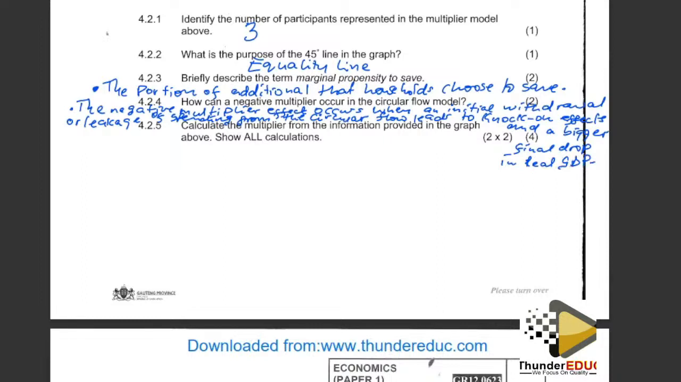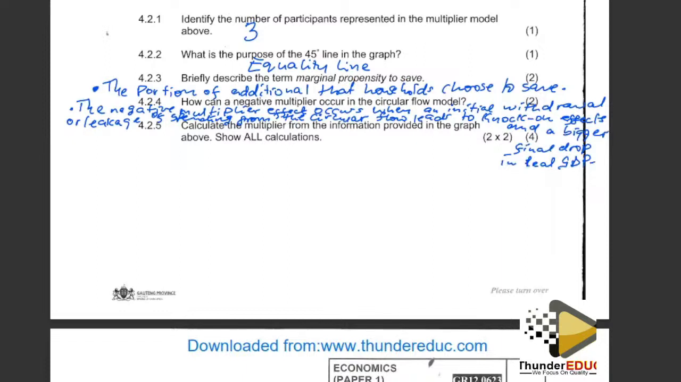Okay, right. Great. So now we are done with question 4.2.4. Let's move on to the next question, 4.2.5. This question reads as follows: Calculate the multiplier from the information provided in the graph above. Remember, whenever you calculate the multiplier, you should know the formula that you are going to use.